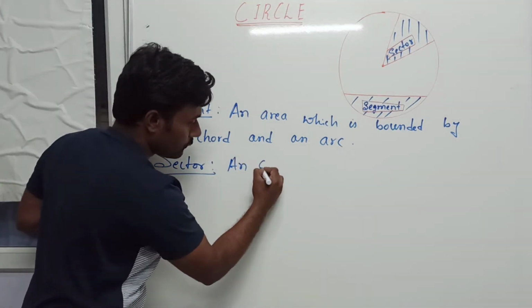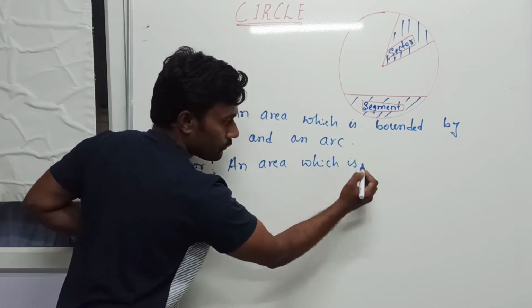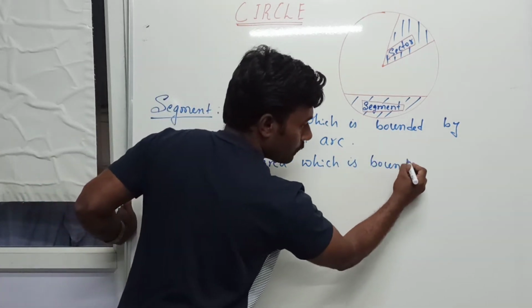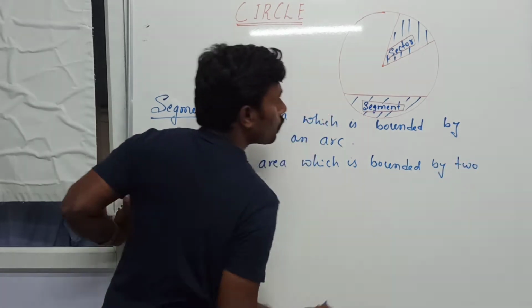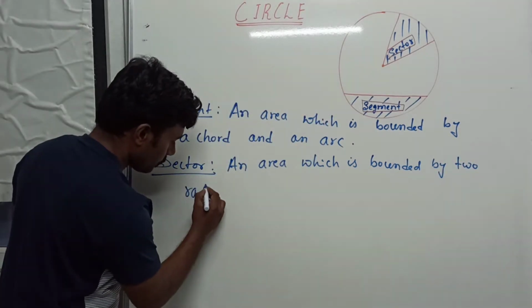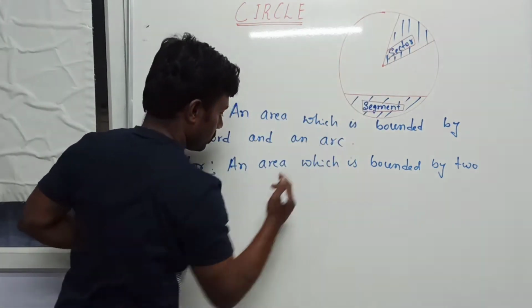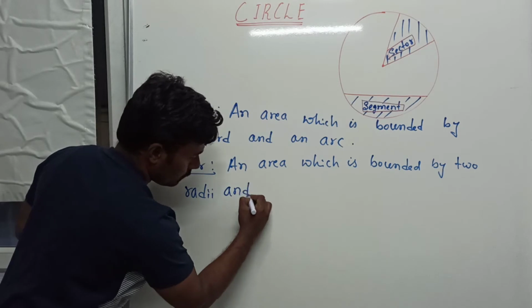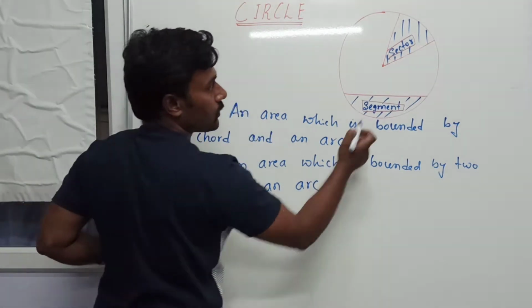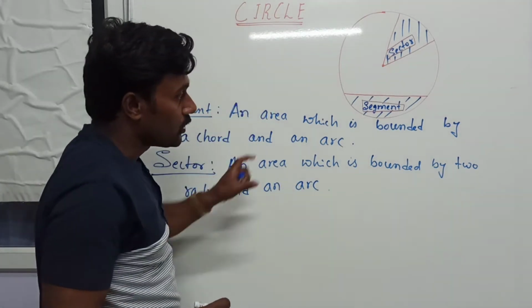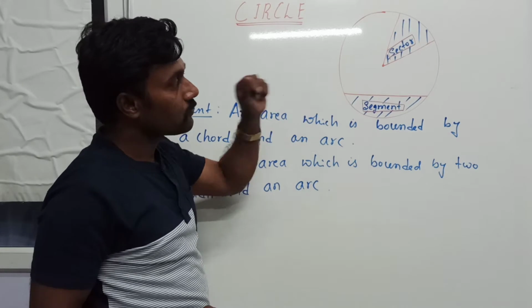A sector is an area which is bounded by two radii and an arc. So these two are the parts of the circles with respect to area.